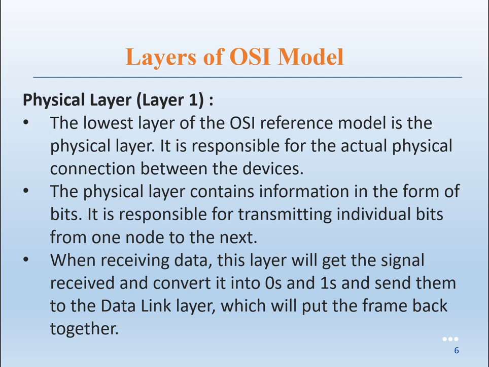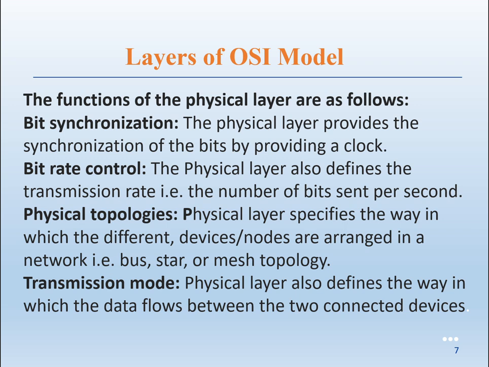The first layer is called the physical layer. The physical layer is the lowest layer of the OSI model. It deals with the physical connection between the devices, like cables, switches, voltages and network interface cards. It defines how bits, like zeros and ones, are transmitted over physical media like copper wire, fiber optics or radio waves. The functionality of the physical layer is as follows: bit synchronization, bit rate control, physical topologies and transmission mode.